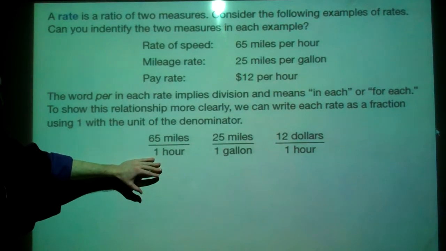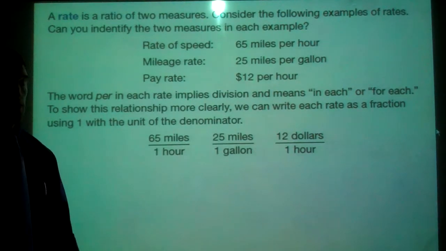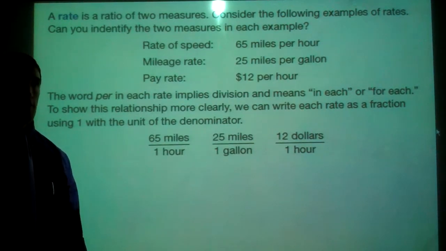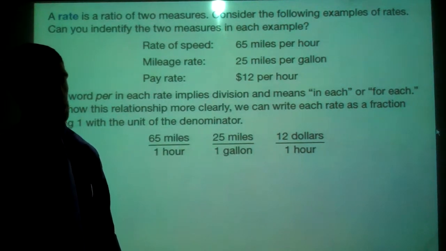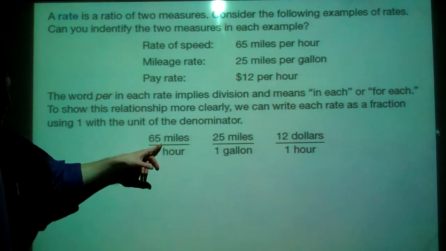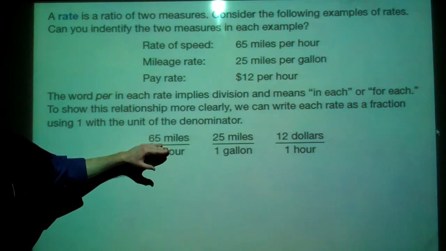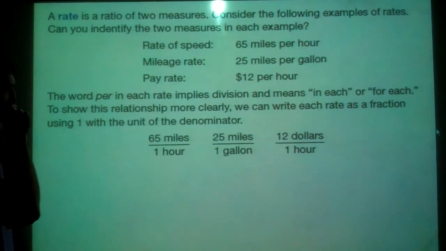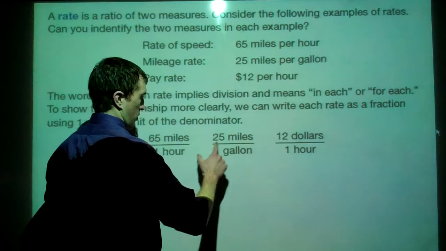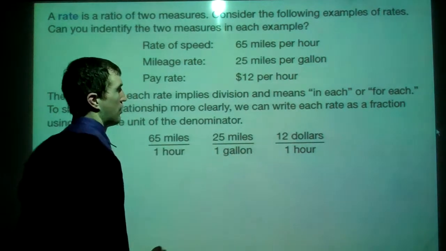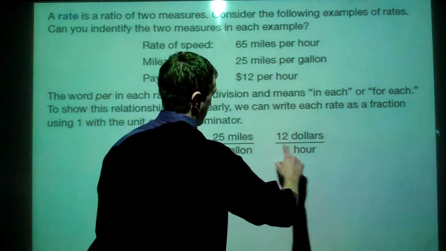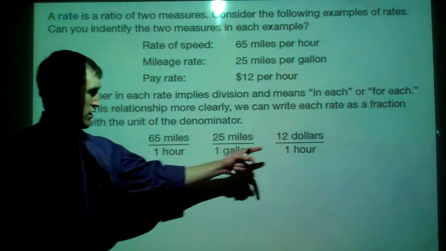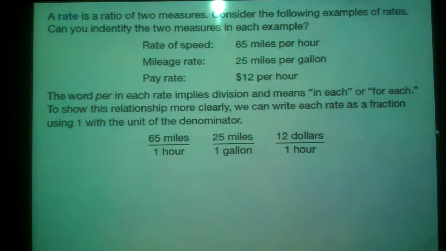You've all heard me ask this before. If we're trying to figure out how far we're going to go in 3 hours, well, if we're at 65 miles per hour, we know in 1 hour we're going to go 65 miles, so we multiply this by 3 for 3 hours. Okay? 25 miles per gallon. So that's 25 miles per 1 gallon. $12 per hour. $12 per 1 hour. Division. These mean division. That's what the per means. So these are just rewritten as fractions this way. Alright, that's going to come in handy for us.